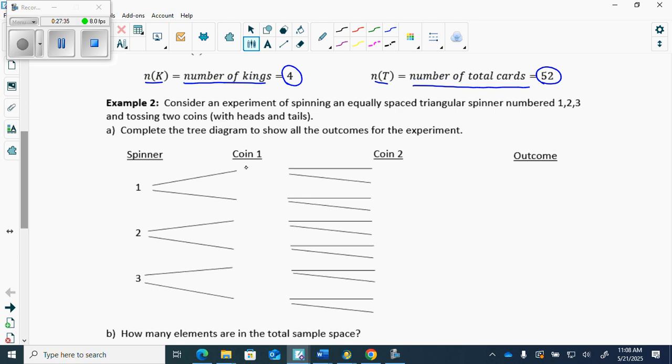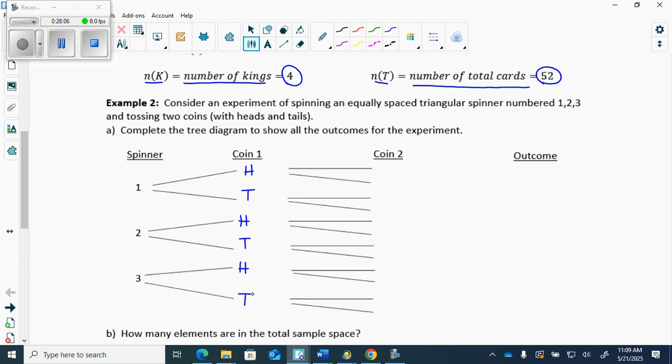So I could spin a 1 and then get a heads or tails. Or I could spin a 2 and get a heads or tails. Or I could spin a 3 and get a heads or tails. Right? But there's also, so now how many outcomes would there be? 1, 2, 3, 4, 5, 6. Because it'd be 3 times 2, right? Using the fundamental counting principle, which we talked about before. Okay. But it's not just one spinner and a coin. It's a spinner, a coin, right? So we have to keep going. So we could get a spinner, a coin.